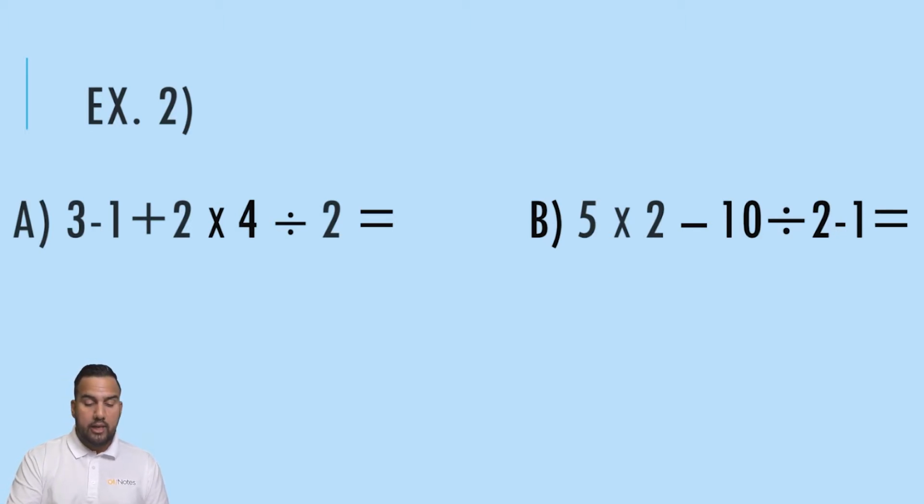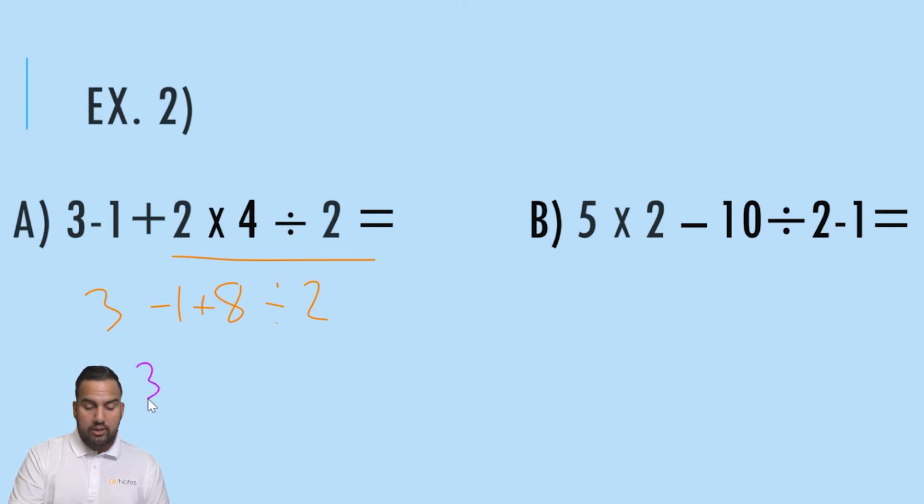First thing I see is multiplication, division, which is right here. Luckily, multiplication comes before division, so it's just like the abbreviation of PEMDAS. So I'm going to multiply 2 times 4, which is 8, divided by 2. And I'm going to bring everything down. 3 minus 1 plus 8 divided by 2 is going to be 4.